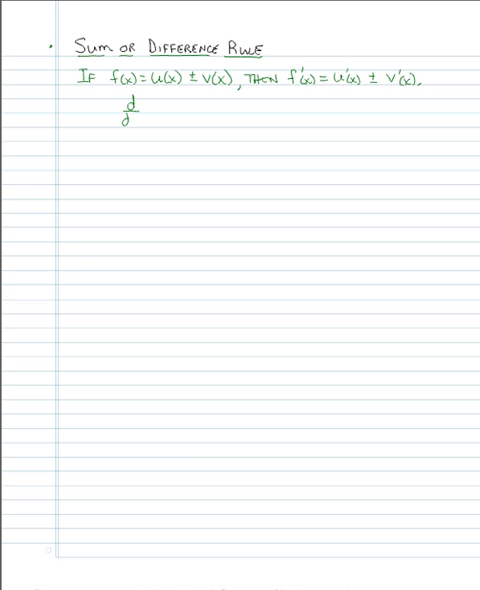Now, an alternative way to write this, of course, is with this d notation. That is, the derivative of a sum of functions u and v with respect to x is nothing more than the derivative of the first function, plus or minus, the derivative of the second function. And of course, the derivative of u we write as u prime, and the derivative of v we write as v prime.